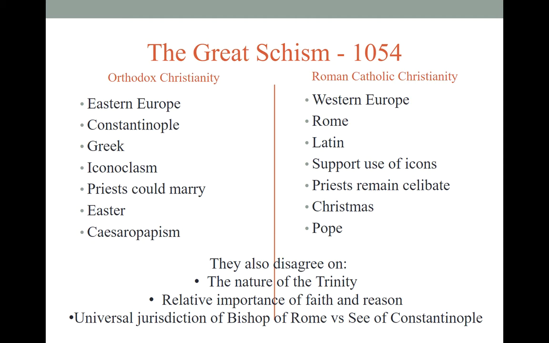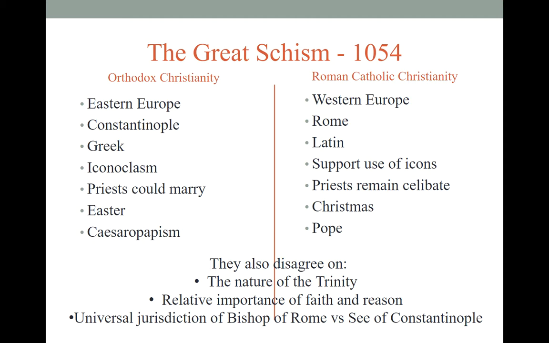And essentially what you're looking at, you'll see Orthodox Christianity spreading in Eastern Europe. The most important city is Constantinople. The language is Greek. And the most important holiday is Easter. In the Roman Catholic Church, it's Western Europe. They speak Latin. They use icons. Priests have to remain celibate, unlike in Orthodox Christianity, where they can marry. The most important holiday is Christmas.